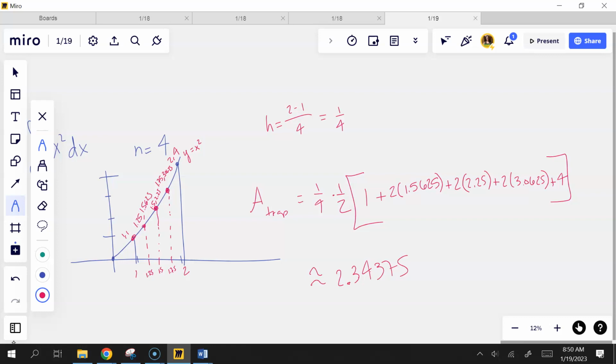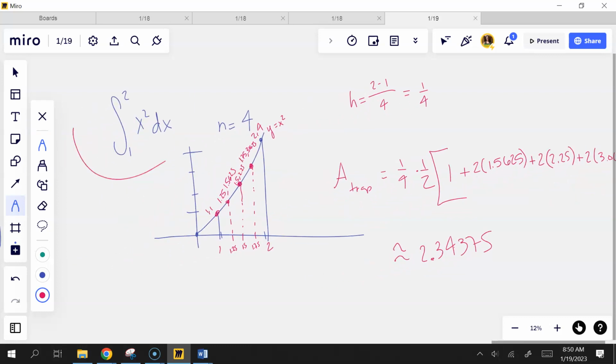Just as a double check to see if I've done it right, I could say, okay, well, on my calculator, what is this area? Or even doing antiderivatives, I could calculate that out to see if I got the same thing. If you do it, I think you will see that you get 7/3, which is approximately 2 point. So it's a pretty close estimate.